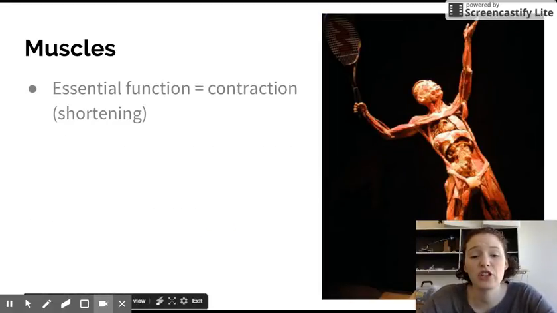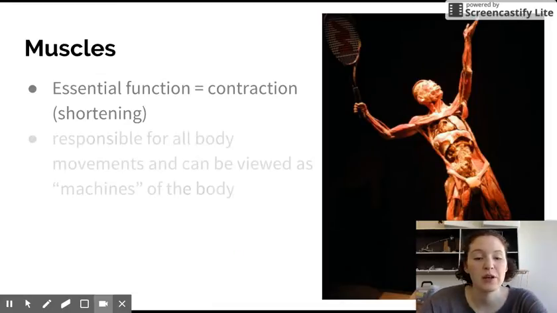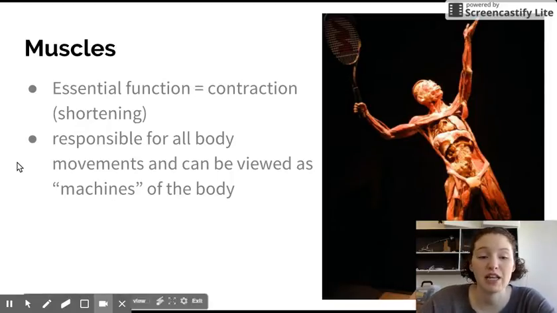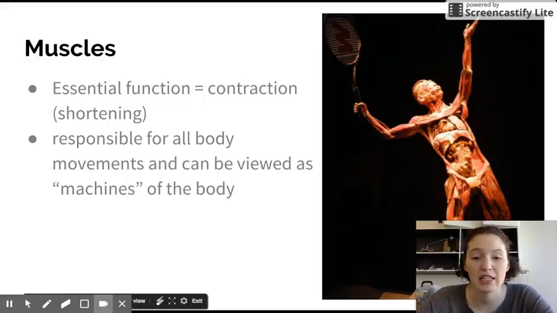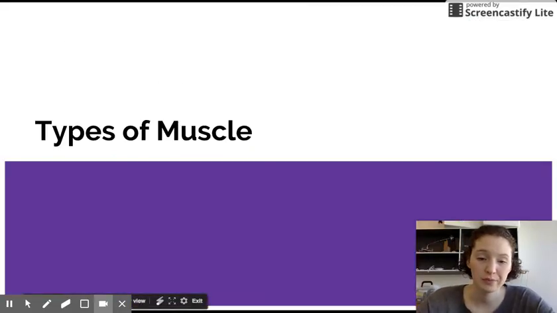The essential function of muscles is contraction, or shortening. They do relax, but that occurs basically due to the contraction of other muscles. This contraction makes them responsible for all body movements. They can be viewed as the machines of the body that allow us to interact with our world.